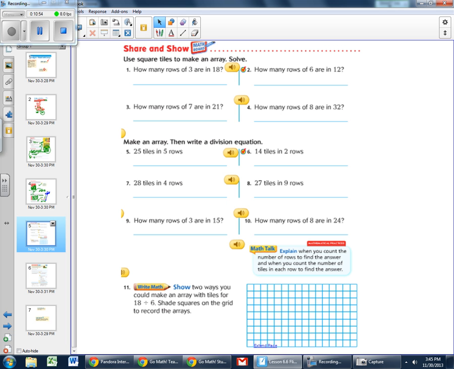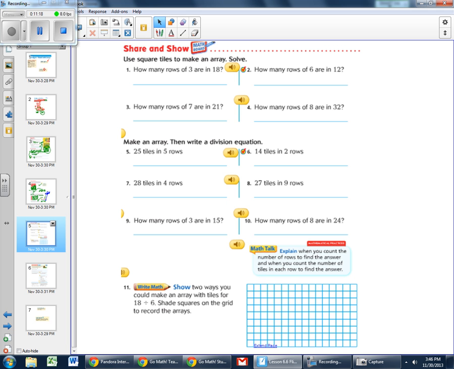Moving right along, the next page, page 233. Share and show. Use square tiles to make an array. If you want to use the tiles, you can. If you want to get an extra piece of paper out, you may certainly do that. Okay, you're going to make rows of 3. Okay, how many rows of 3 are in 18? You are going to go ahead and complete this because I think that it's a pretty basic concept that you're going to be able to understand.